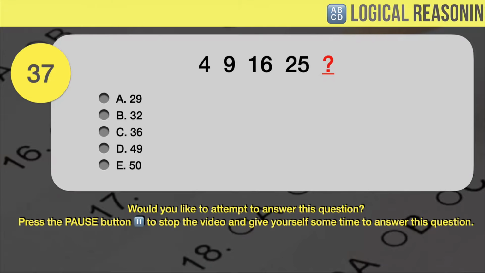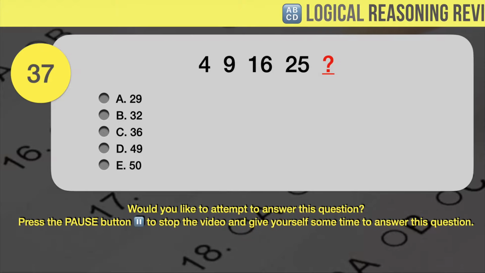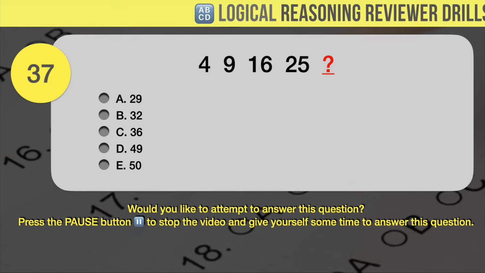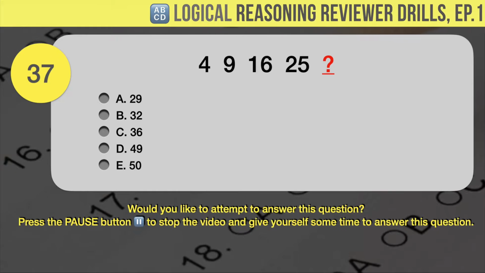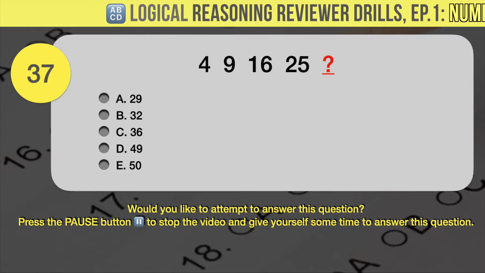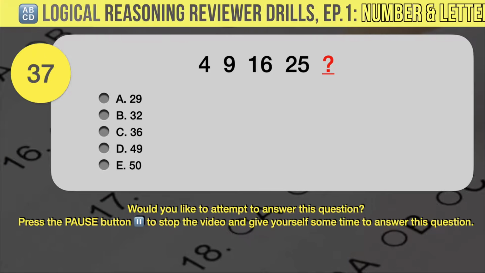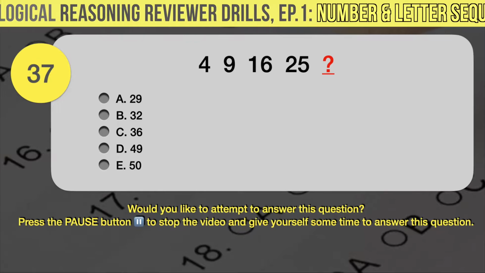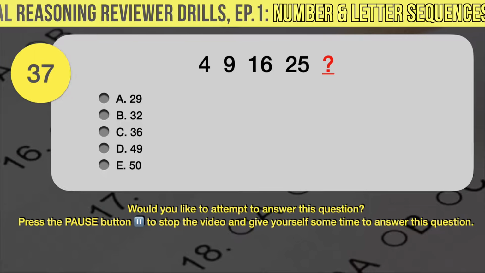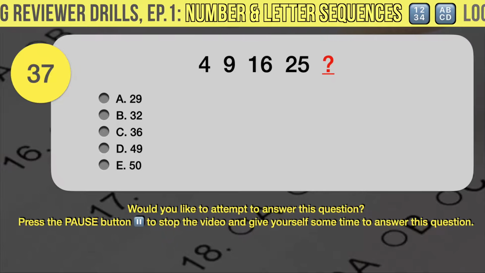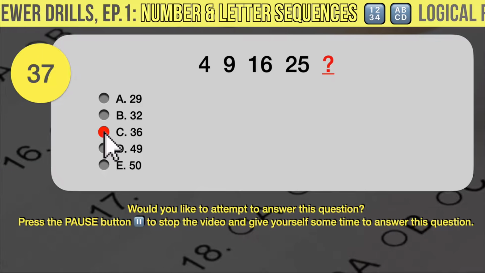Drill question number 37. Which number comes next in the following sequence? 4, 9, 16, 25. Your answer choices are A. 29, B. 32, C. 36, D. 49, E. 50. The correct answer is C.